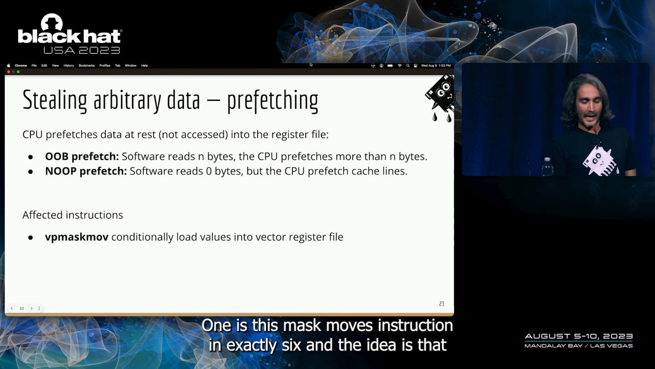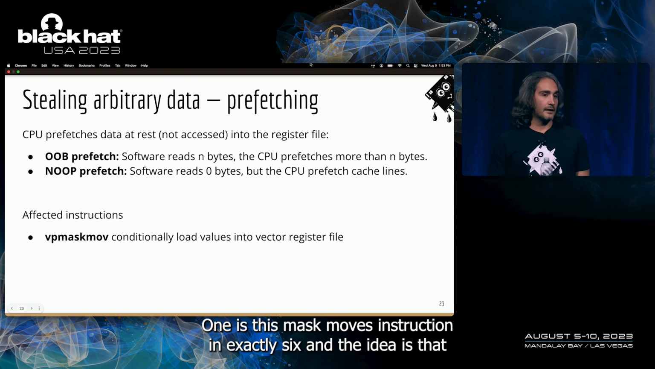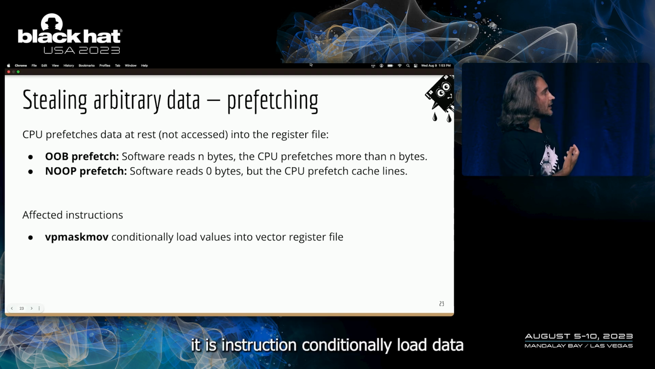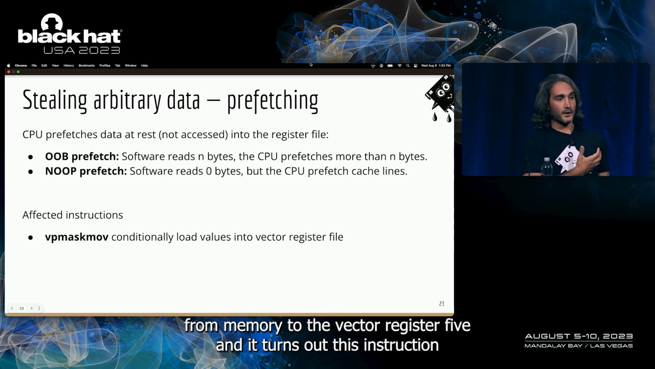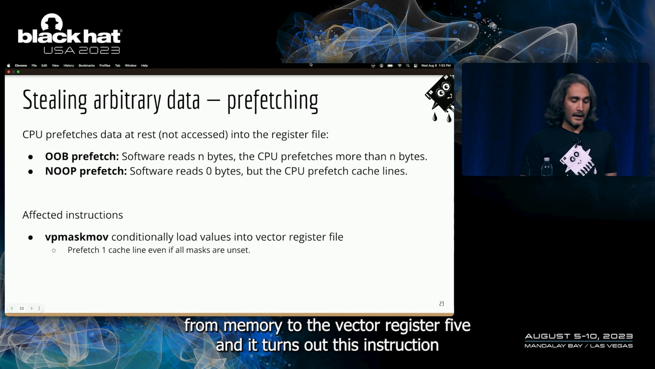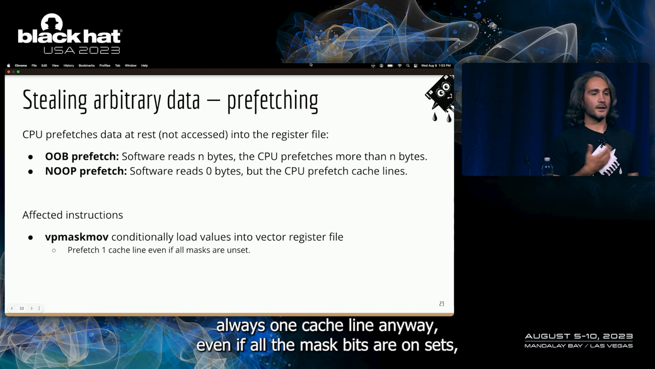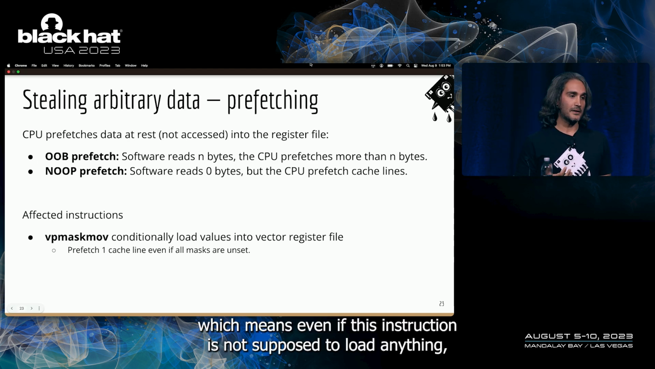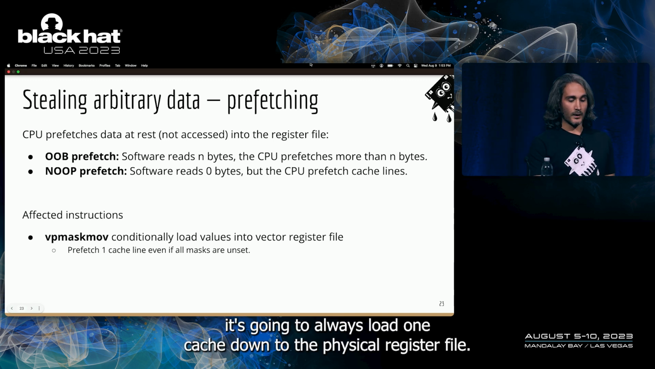One is the mask move instruction in x86, and the idea is that this instruction conditionally loads data from memory to the vector register file. And it turns out this instruction always loads one cache line anyway, even if all the mask bits are unset, which means even if this instruction is not supposed to load anything, it's going to always load one cache line to the physical register file.